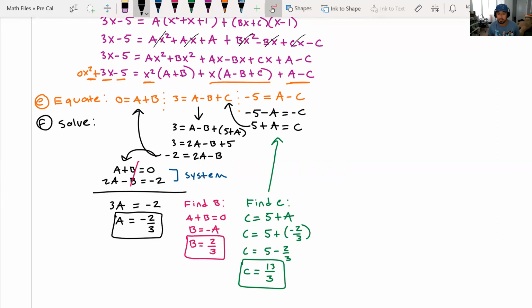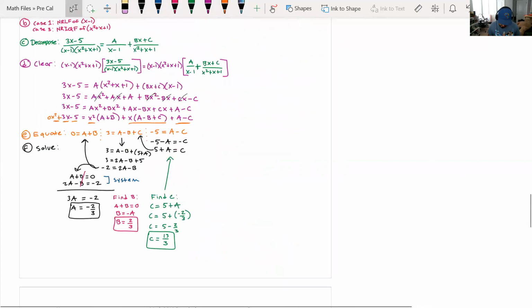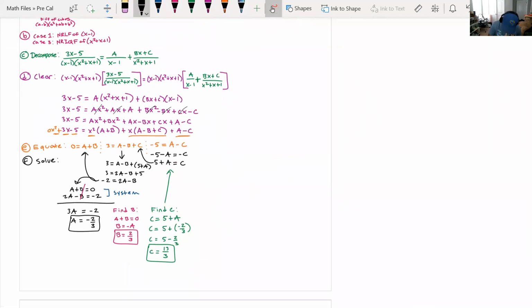Okay. And last is writing the answer. So G, A, B, C, D, E, F, G. Here's our answer: -2/3 over x minus 1 plus b, which is 2/3 x plus c, which is 13/3 over x squared plus x plus 1.